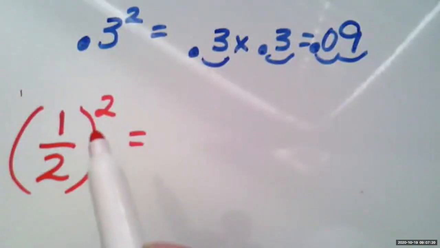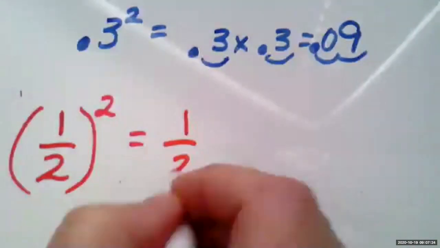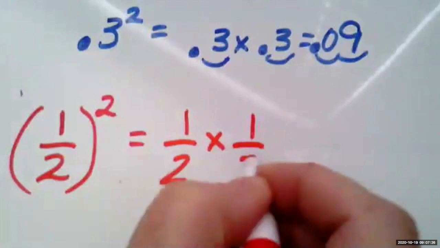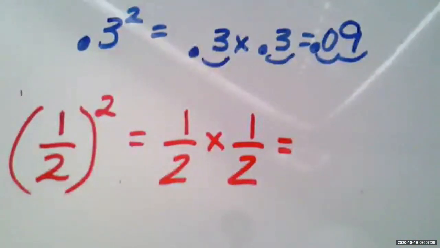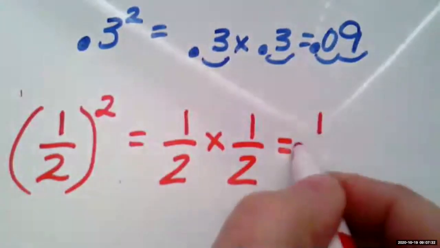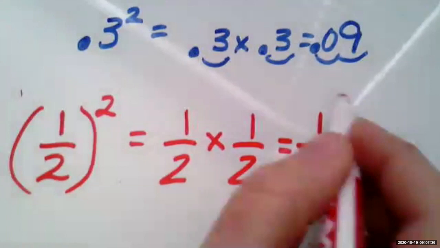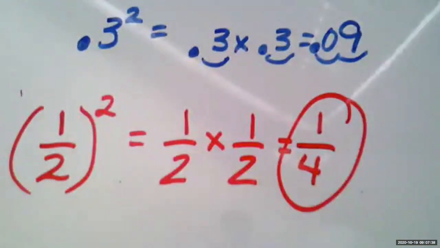Aubrey Jones, you are the first person to get it correct. 1/2 to the second power means you have 1/2 times 1/2. 1 times 1 is 1. 2 times 2 is 4. Your final answer is 1/4. I told you we were going to use your previous lessons to really take it up a notch. Oh, I see. Now I get it. Okay, good.